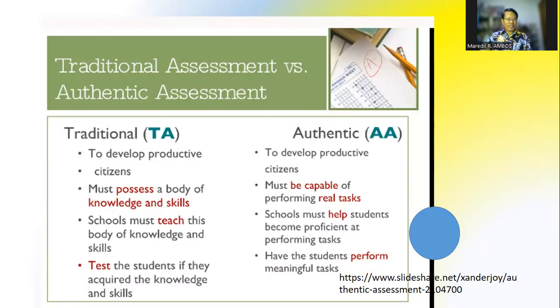Okay, let's differentiate traditional assessment and authentic assessment. We have to develop productive citizens. That's the aim, the same with authentic and traditional. In traditional assessment, students must possess a body of knowledge and skills, while in authentic, they must be capable of performing real tasks. In traditional assessment, schools must teach this body of knowledge and skills, wherein in the authentic assessment, schools must help students become proficient at performing tasks. In the traditional test, we see if students acquired the knowledge and skills. However, in the authentic, we have the students perform meaningful tasks.